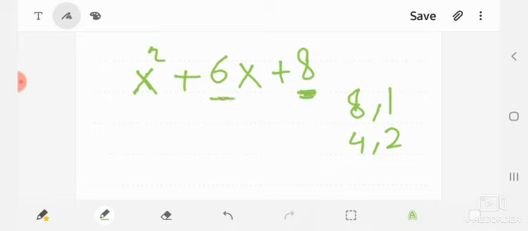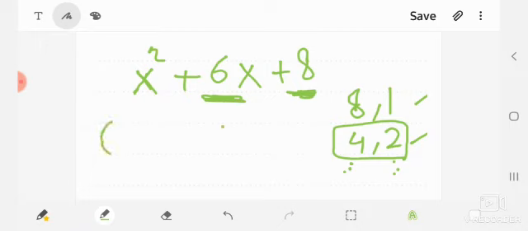Then we look at the middle term coefficient. It is 6. Which one of these two couples gives me 6? The sum of them is 6, or the difference between them is 6. It is 4 and 2. Notice that 8 is positive. So to get a positive value, we should have positive and positive, or negative and negative. What sign shall we take? We will take the positive. Why? Because 6 is positive.